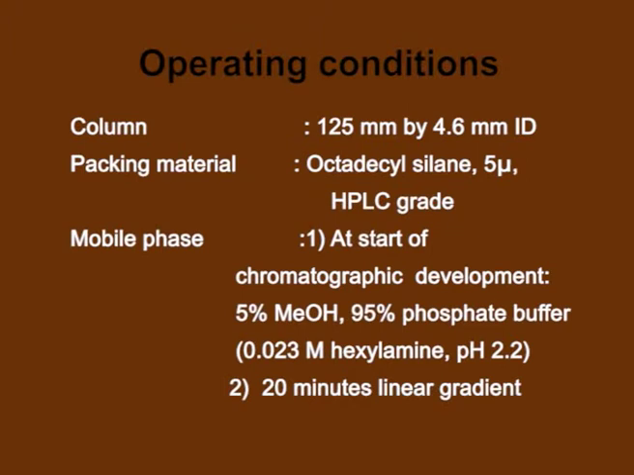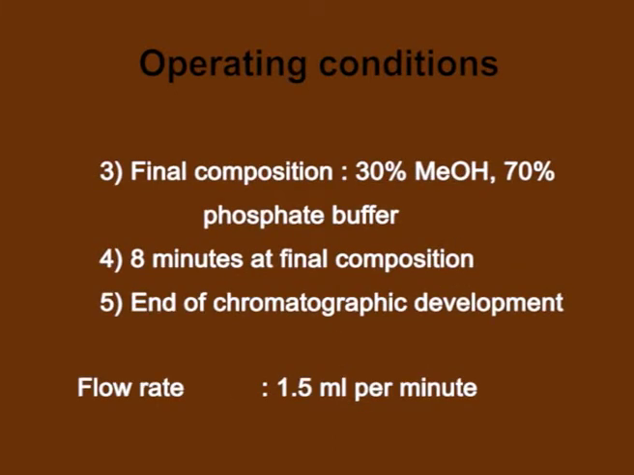Now we move to gradient technique. The operating conditions are: column 125 mm by 4.6 mm internal diameter, packing material octadecyl silane, 5 micron, HPLC grade. Mobile phase: 1. At start of chromatographic development, 5% methanol, 95% phosphate buffer with 0.023 M hexylamine, pH 2.2. 2. At 20 minutes, linear gradient. 3. Final composition, 30% methanol, 70% phosphate buffer. 4. 8 minutes at final composition. 5. End of chromatographic development. Flow rate will be 1.5 ml per minute.